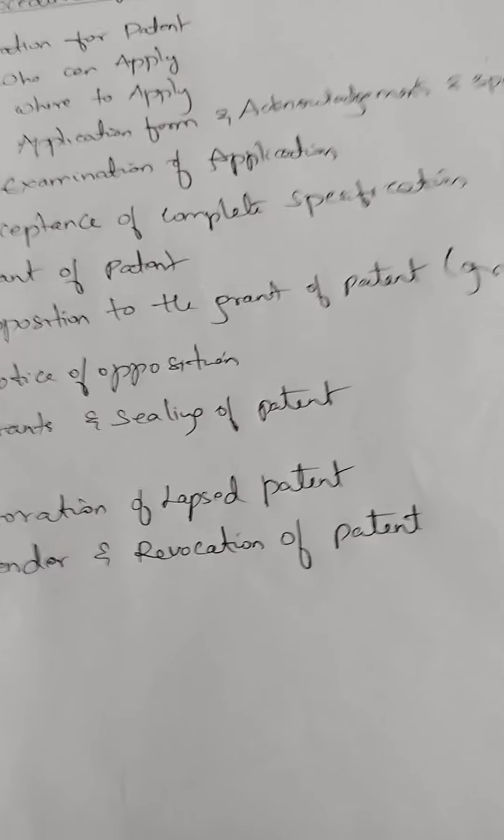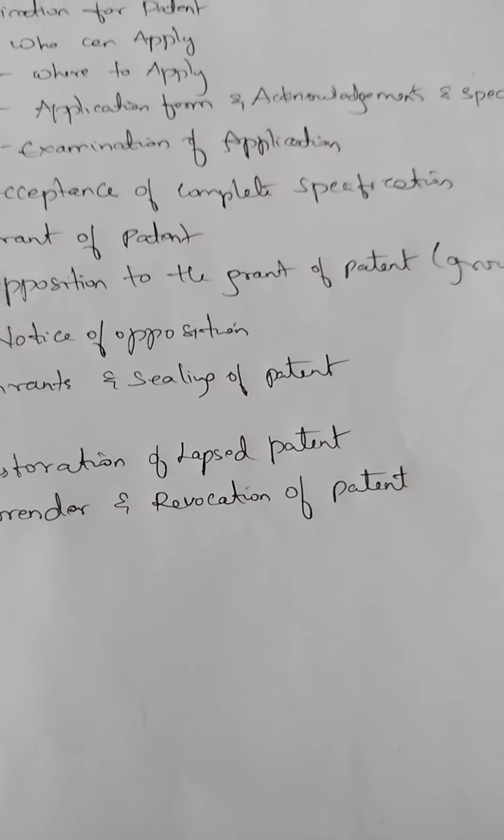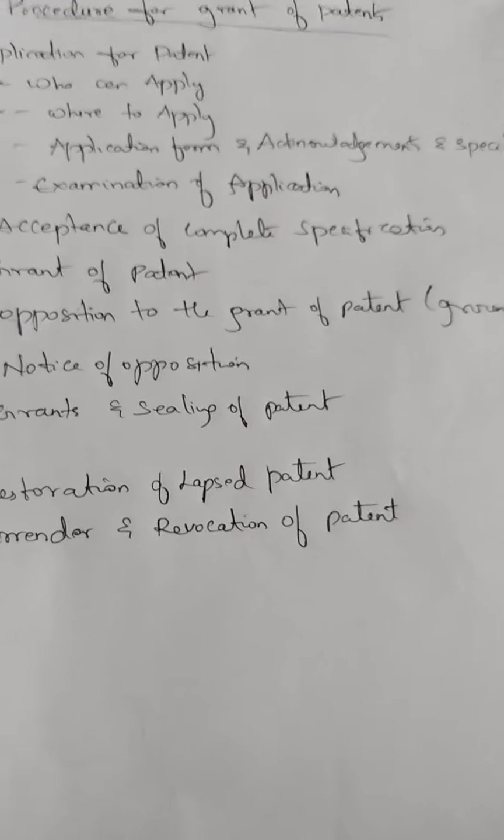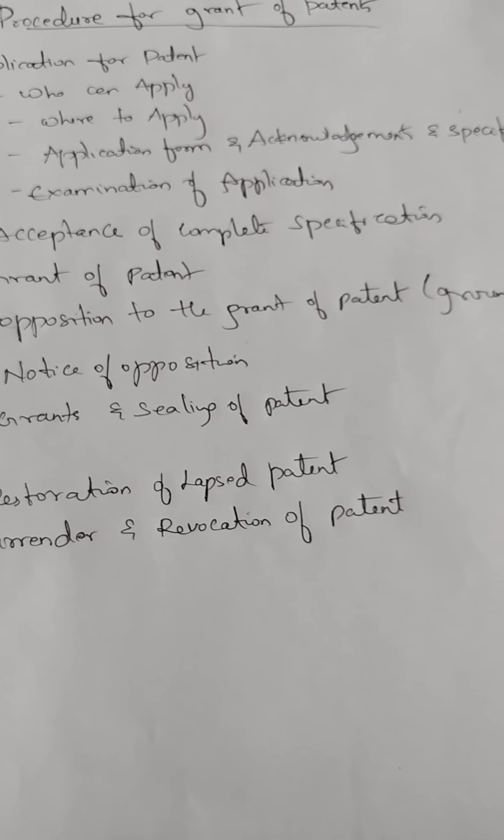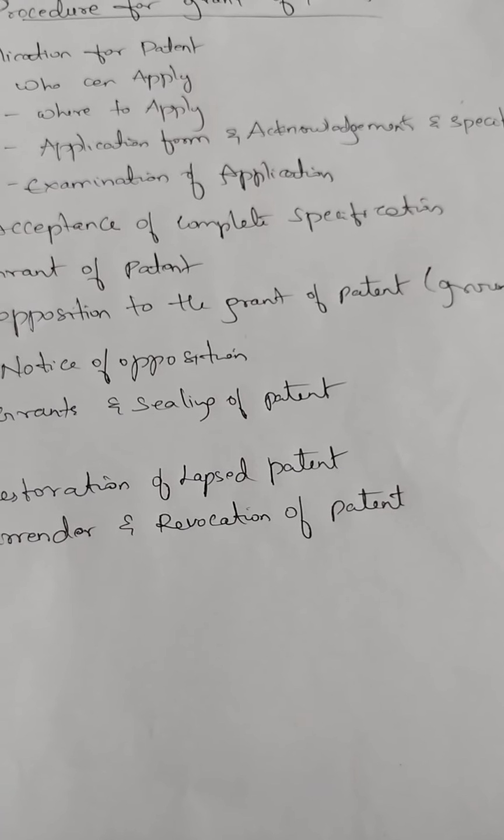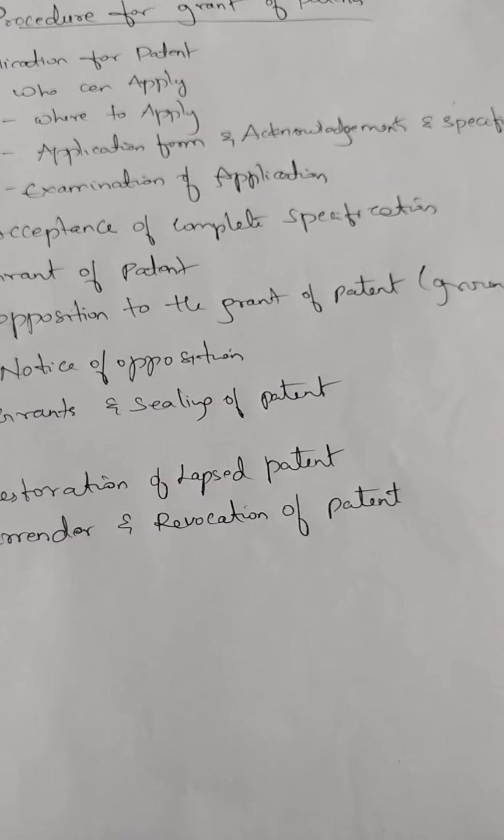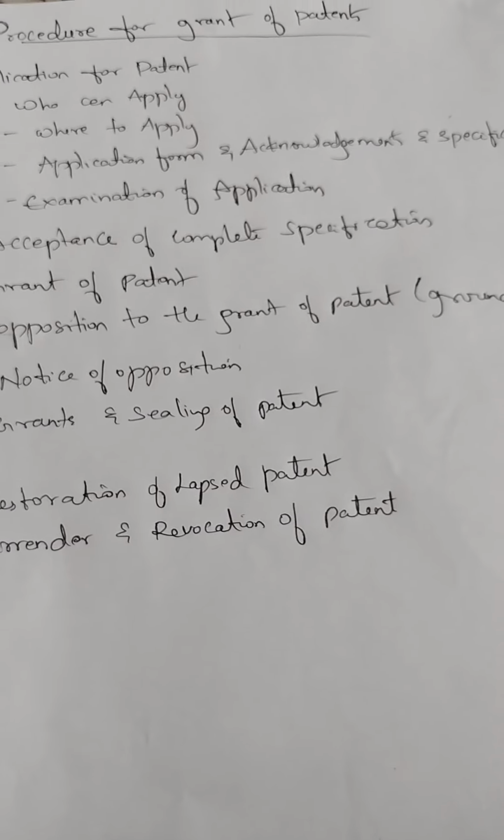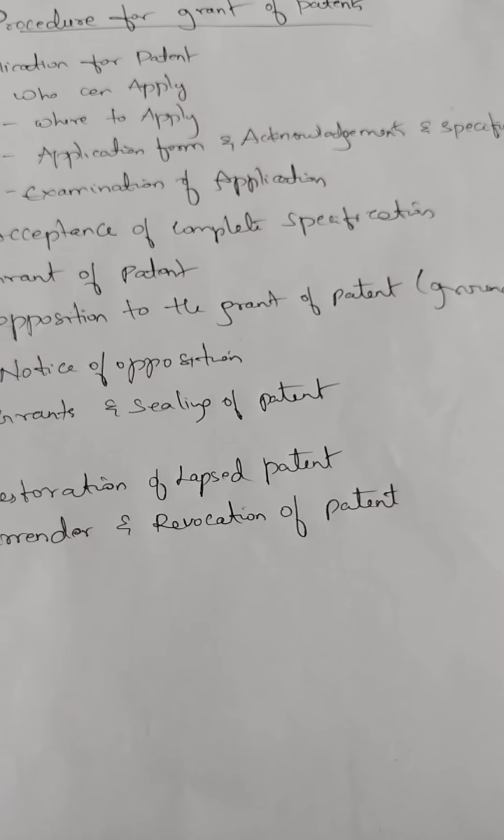Now the next thing that we will see is the restoration of the lapsed patent. So what is a lapsed patent? Every patent will have its own period of time. It will be granted only up to a certain period, and you have to keep renewing your patent, and that is what is called restoration.